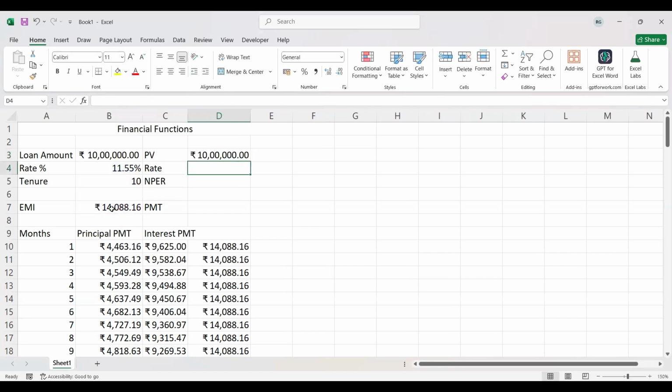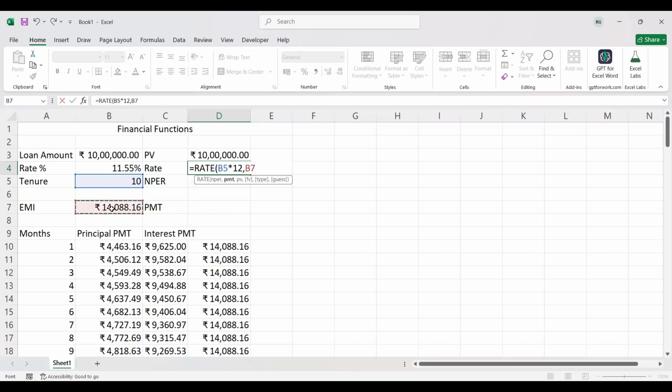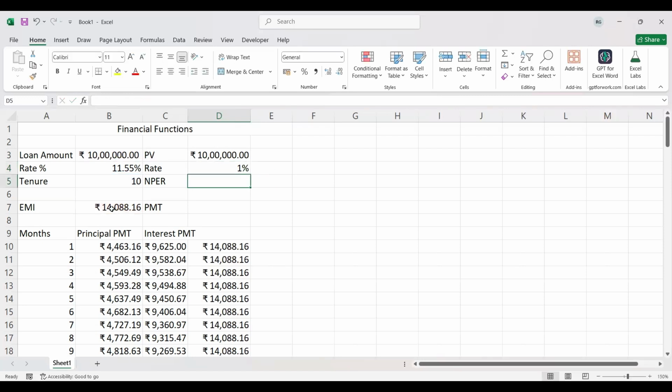Now I need to check the rate percent also. So for that, we are having a function, is equal to rate, NPR into 12. Then I have to give the payment. This time I'm not going to take payment in negative because PV is already being there. So wherever we don't have a present value field, at that place only we are taking the PMT as negative. So PMT, minus present value, and let's close. So here it's giving 1%.